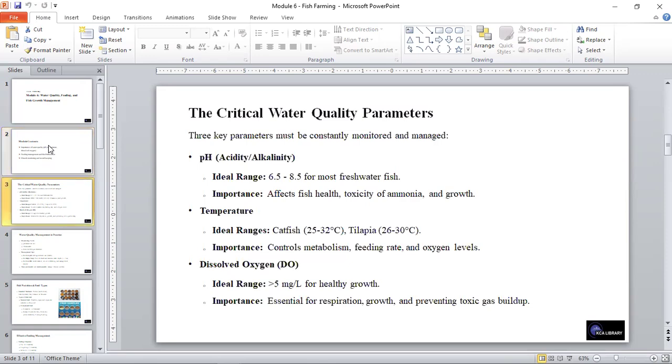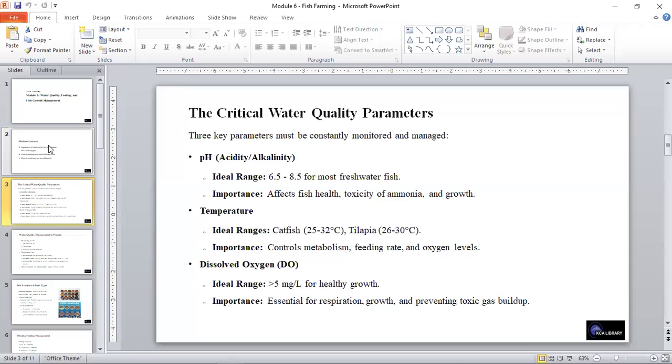We have critical water quality parameters. The three key parameters must be constantly monitored and managed, and it includes the pH. The pH talks about the acid or the alkaline nature of the water, and the ideal range is 6.5 to 8.5 for most fresh fish water. The importance of pH is it affects the health of the fish, toxicity of ammonia, and growth.